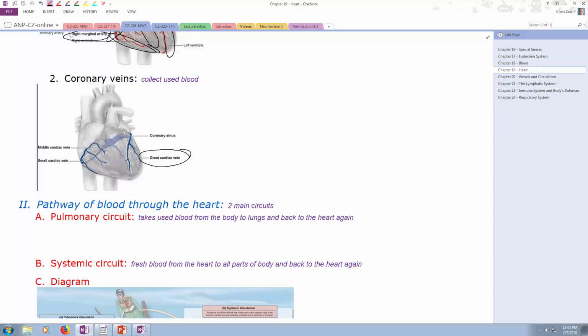The middle cardiac vein is going to be found in the posterior interventricular sulcus, adjacent to the posterior interventricular coronary artery, and the small cardiac vein is going to be found with the right marginal artery. And so that's how you work about finding them. They all empty into the coronary sinus, and remember the coronary sinus is a posterior structure. So it's between the atria and the ventricles on the posterior side, and empties into your right atrium. So it's taking the used blood back to the heart.